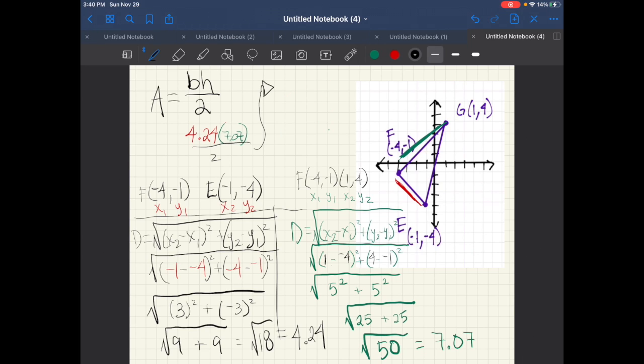So I'm going to finish this off up here. So we have 4.24 times 7.07, and that's going to be 29.97 divided by 2 gives us an approximate answer of 14.98 would be our final answer. That would be the area.